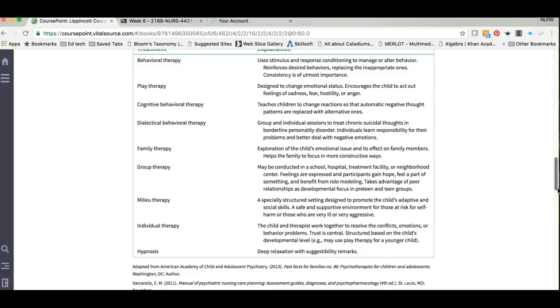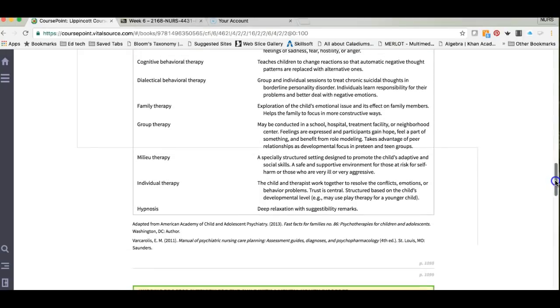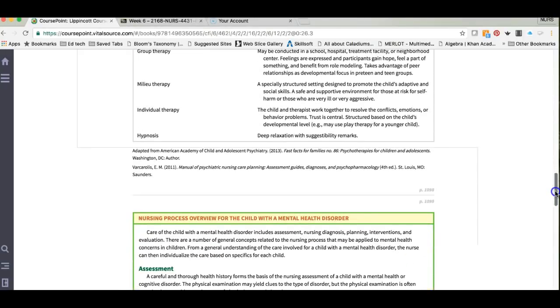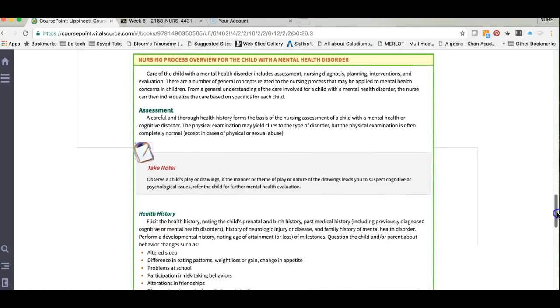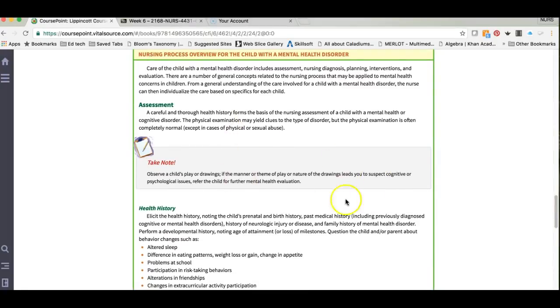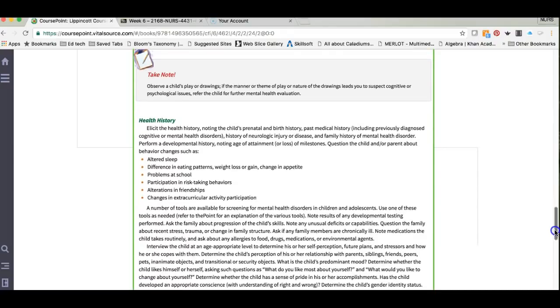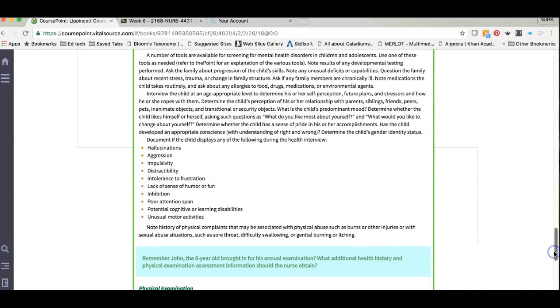Behavioral therapy, play therapy. Play therapy is huge in kids. So make sure you have an idea of some therapy examples. Here's your nursing process. It does go into assessment, things to ask with the health history. Talks about behaviors. Okay.